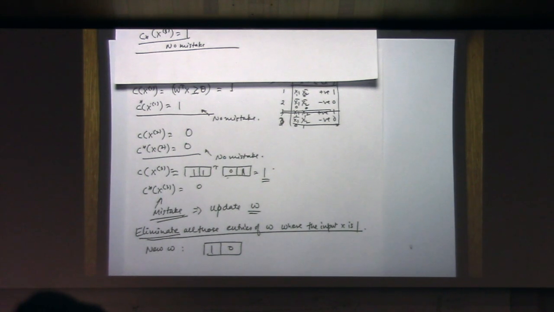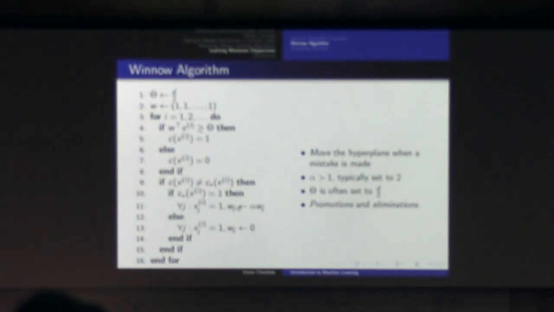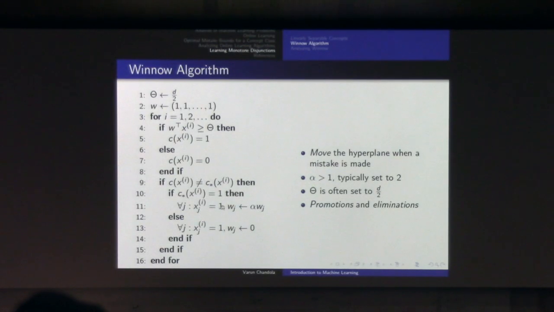So now let's try to understand. Any questions so far? Doubled in the sense that, remember here, actually we said set it to alpha times Wj. So all the entries for which Xj was 1, you multiply with alpha, and typically we set alpha to 2. It has to be greater than 1.